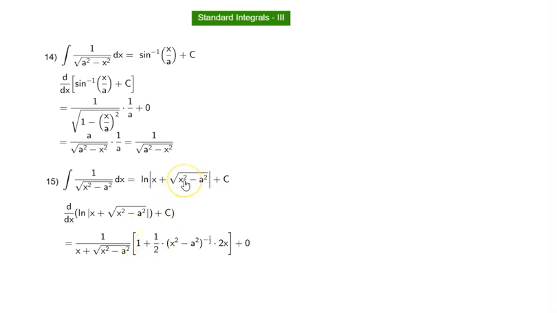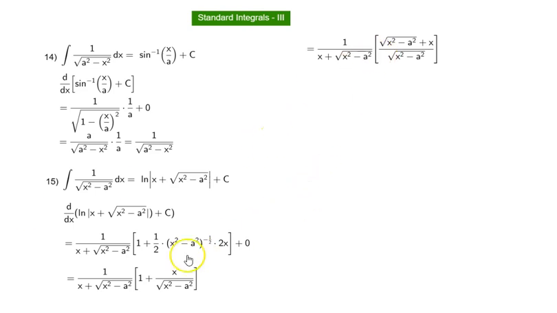plus, now this we take it as x square minus a square to the power of 1 by 2. So when we differentiate it, we get 1 by 2 times x square minus a square to the power of 1 by 2 minus 1, which gives us minus 1 by 2 times the derivative of x square, which is 2x. Simplifying this, we get 1 by x plus square root of x square minus a square times 1 plus x by square root of x square minus a square.